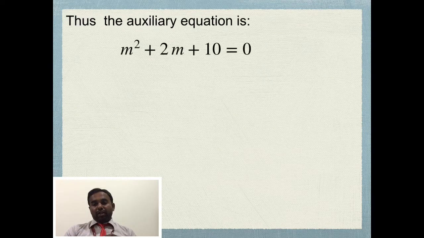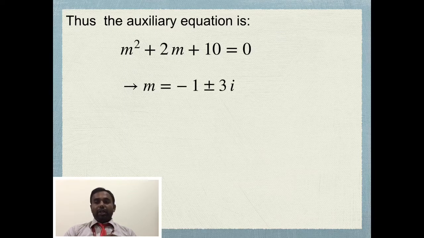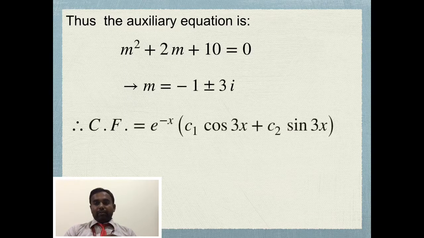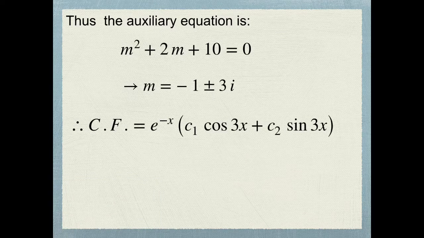Now, the first part of solving a non-homogeneous differential equation is finding the complementary function. For that we will be solving the auxiliary equation, which is got by replacing capital D by m in the f of D. Here the roots are complex. After solving this quadratic equation, we got minus 1 plus or minus 3i, and the corresponding complementary function will be e to the power of minus x times c1 cos 3x plus c2 sin 3x.